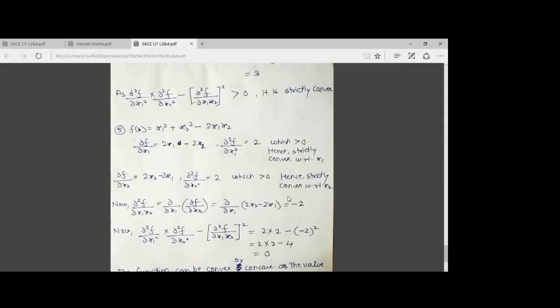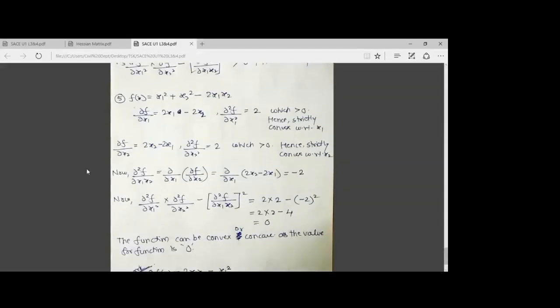Similarly, I am in pursuit of finding the second value, hence I'll be doing the partial differentiation with respect to x2 and I'll be getting twice x2 minus twice of x1. All right, if I again partially differentiate it, I'll be getting the value as 2. Now again 2 is greater than 0, hence this is strictly convex with respect to x2.